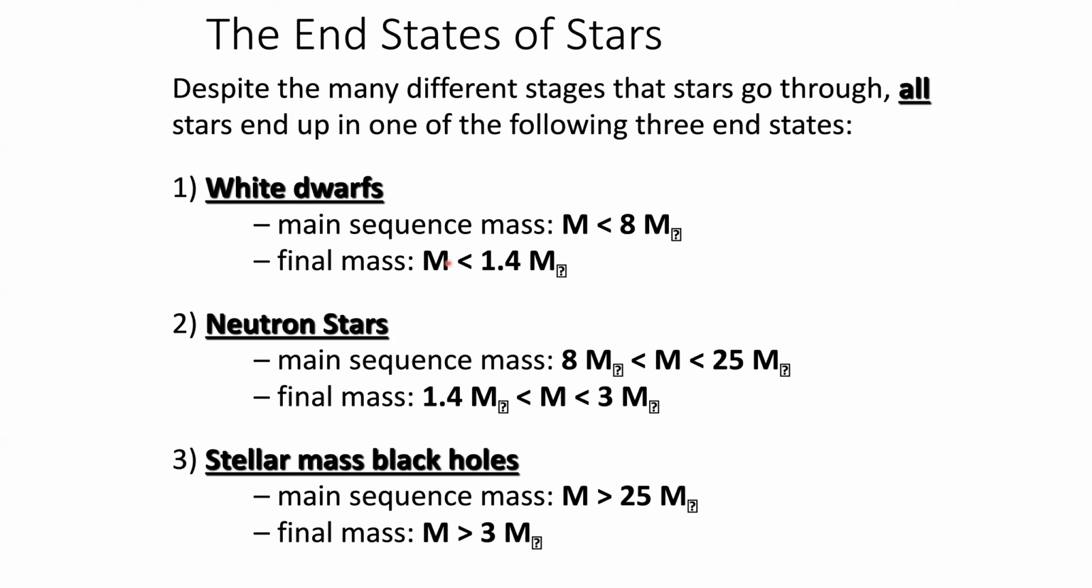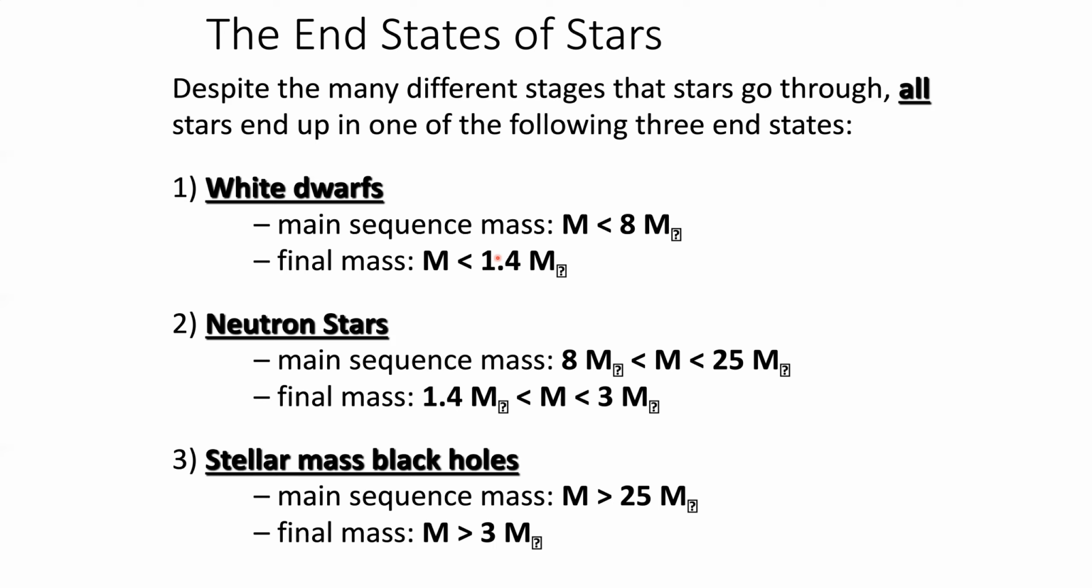However, when it comes to the end state as a white dwarf, its mass should be less than 1.4 solar masses. You probably should remember this. This is the Chandrasekhar limit, which means if the mass of a white dwarf is greater than 1.4 solar masses, the white dwarf will accrete matter from a surrounding star and will become a nova or a supernova. I mean, not a nova, actually, it will become a type 1a supernova, right?